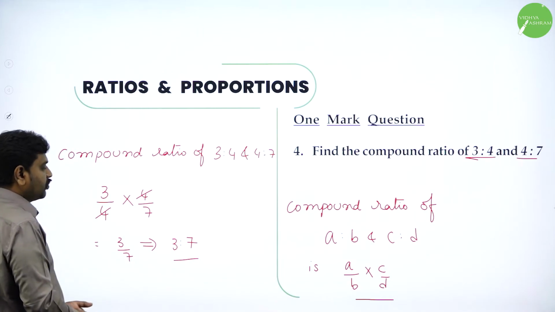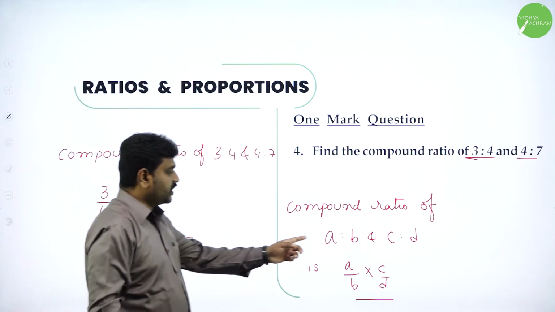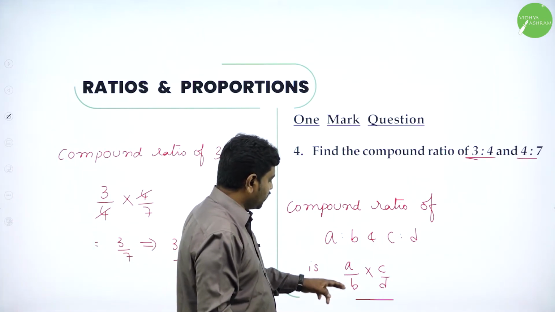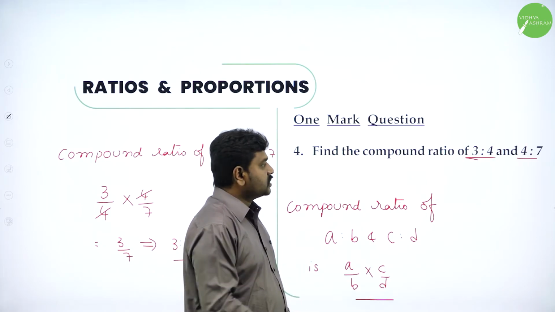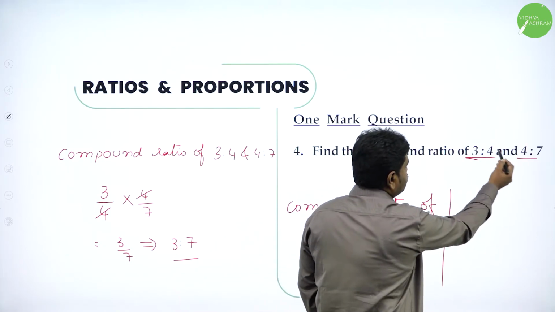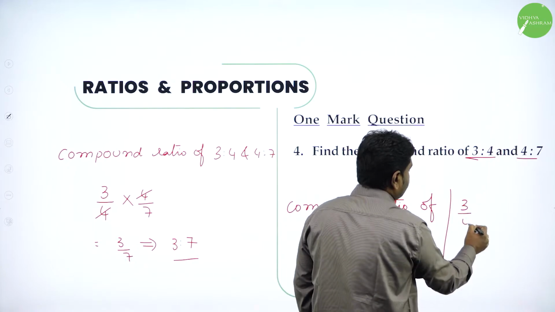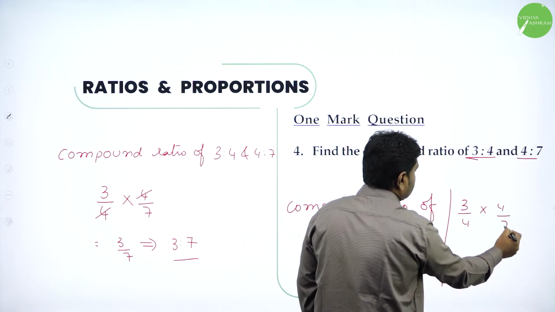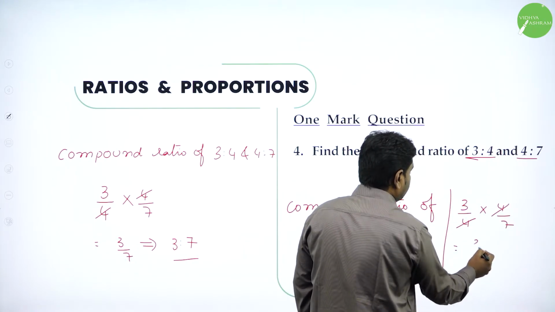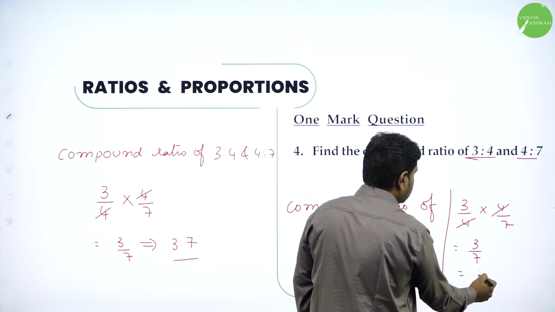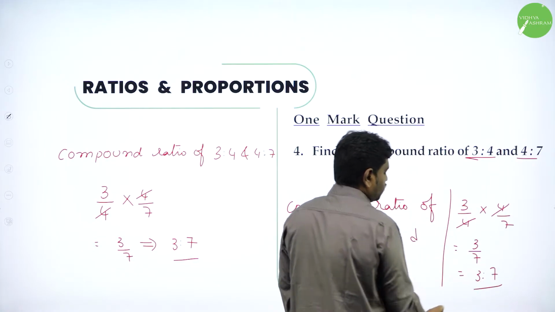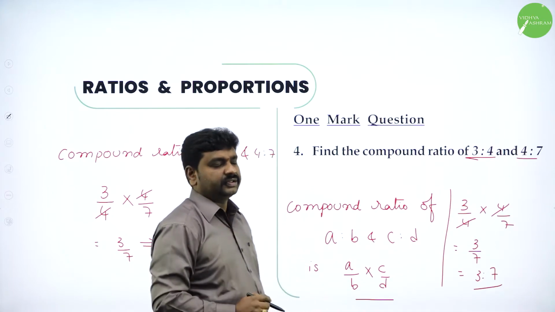So therefore, what is a compound ratio? Compound ratio of A is to B and C is to D is A by B into C by D. So here compound ratio of 3:4 and 4:7 is 3 by 4 into 4 by 7. So if I cancel, what is left out? 3 by 7. 3 by 7 can be written as 3:7. So I hope all of you got this.